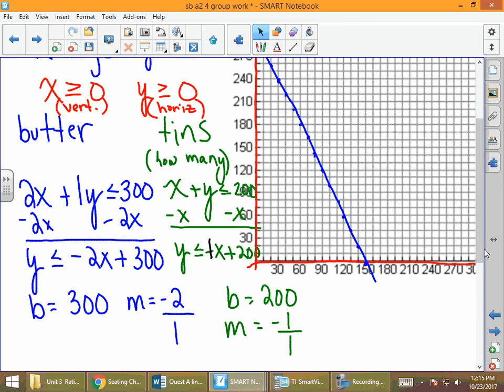So we're going to go up here to 200, and notice that the increments on this graph do go in tens: 10, 20, 30, 40, 50, 60, 70, 80, 90, 100. So here's 180, 190, 200. So you had to find it on there. It's hard to get those numbers in. And then our slope is down 1 to the right 1. Rise over run. Down 1 to the right 1.